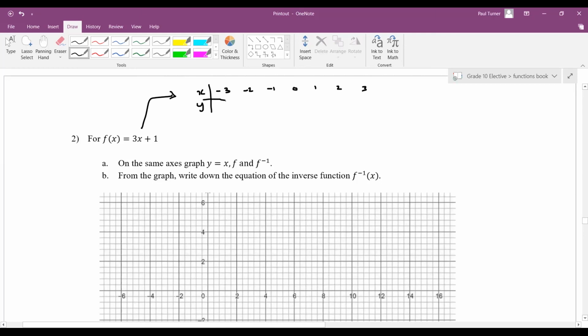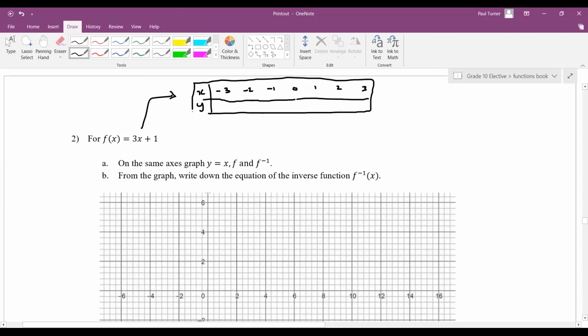Can you put those numbers in your calculator or do it in your head and then write down the y value? So this is the old-fashioned way, the long way to draw the graph. Okay, I want a few points though, because I want to find the inverse. So if you put -3 in here, you'll get -9 plus 1 is -8. Okay, you try that for a little while. And let's see if we can draw this 3x plus 1 line.